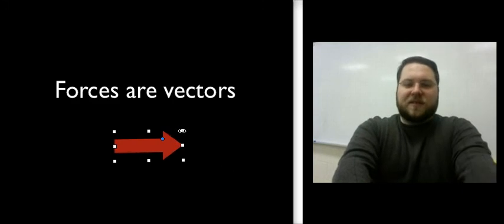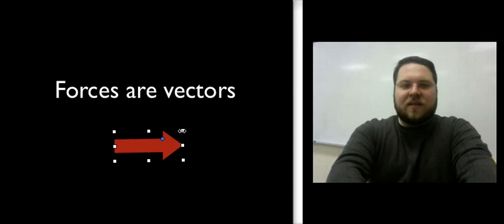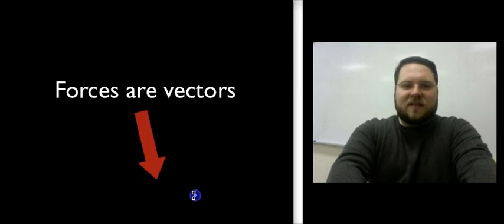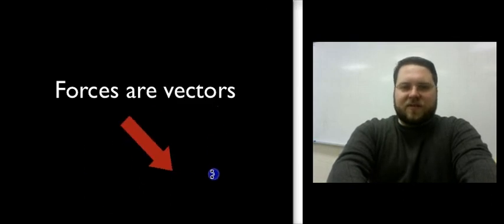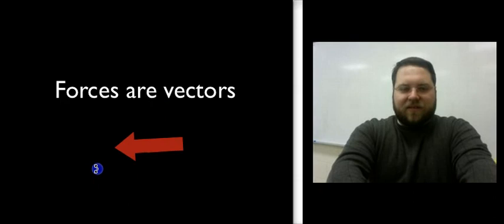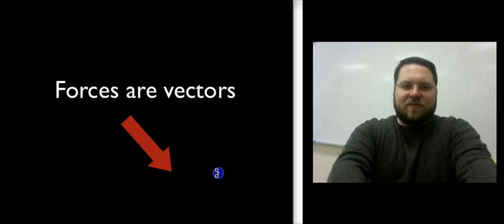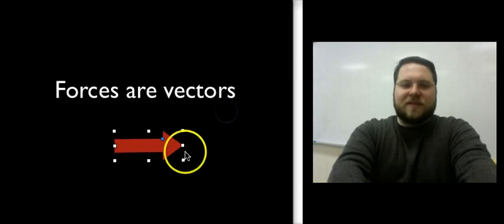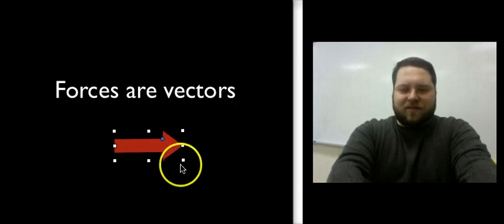Also, since forces are vectors and thus have a direction, the direction the arrow points tells us the direction the force is acting. So if I draw the arrow this way, pointing to the left, that means that the force is acting to the left. And so by drawing my arrow that way, I can tell you what direction the force is and what size the force is.